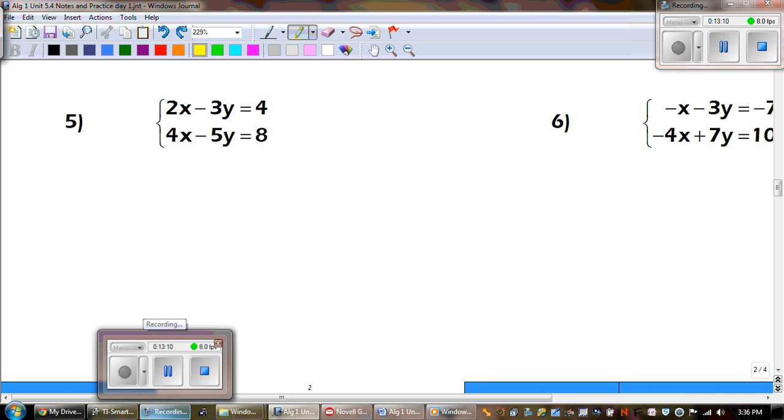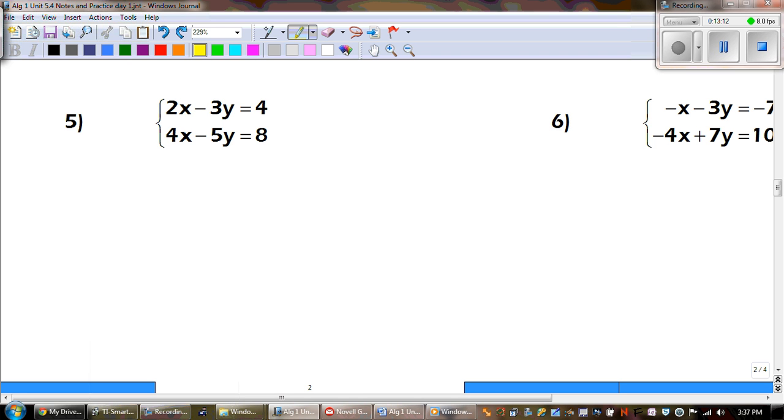Okay, number 5. I want you to figure out what you would multiply. Would you try to get rid of the x's or would you try to get rid of the y's? Now in this one, I think the x's would be easier, but you need to come up with this number. What would you multiply by? And then try to eliminate yourself. Go ahead and pause the video and good luck.